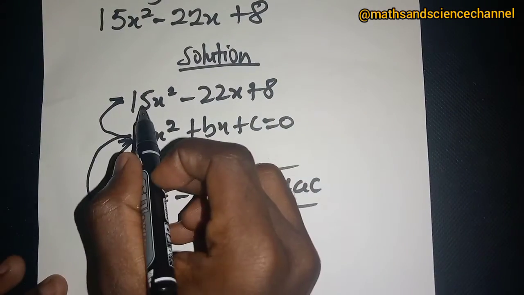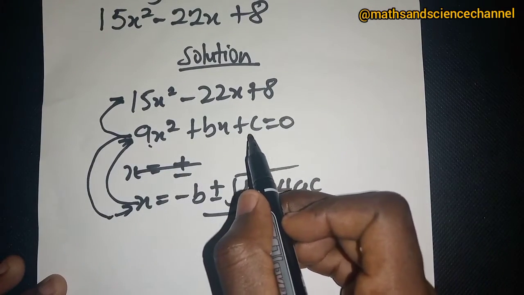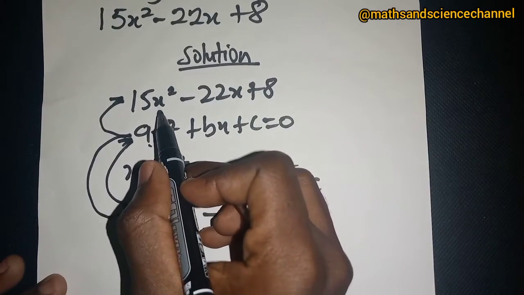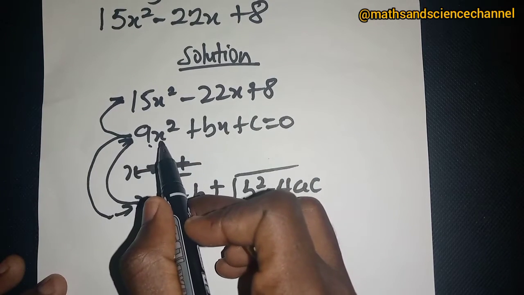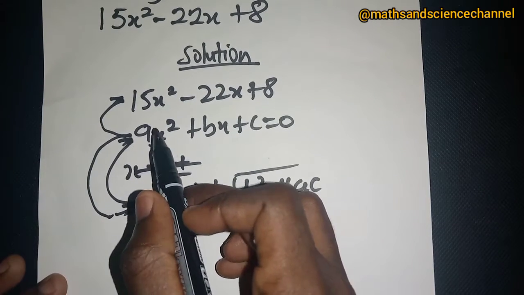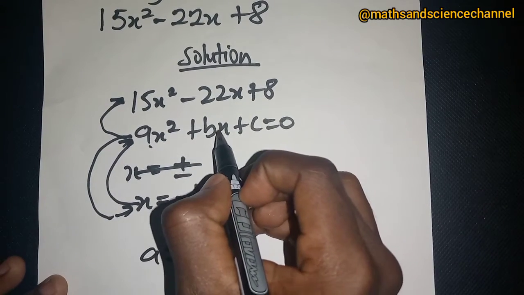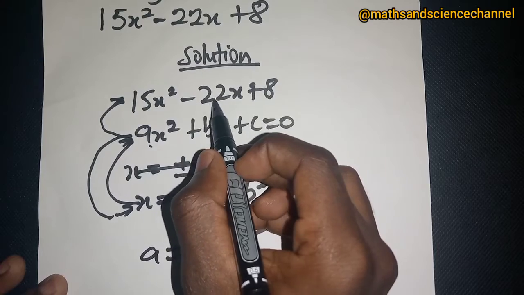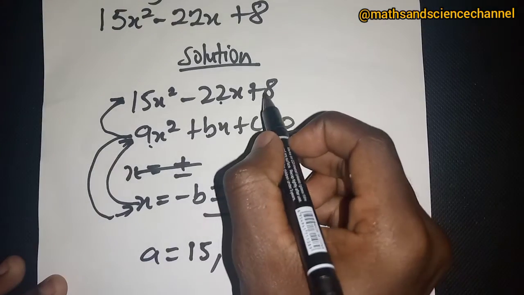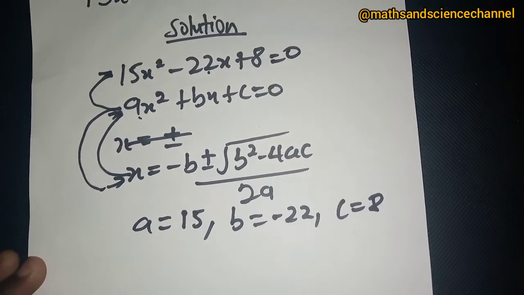Now if you look at this equation, we have 15x squared minus 22x plus 8, then ax squared plus bx plus c equal to 0. If you compare this to that, you realize that the coefficient of x squared in this case is 15. The coefficient of x squared here is a, which means that a is equal to 15. Then if you look at bx, the coefficient of x here is negative 22, so b is basically negative 22, and then c here is equal to 8, so c is equal to 8. So this is what we have.